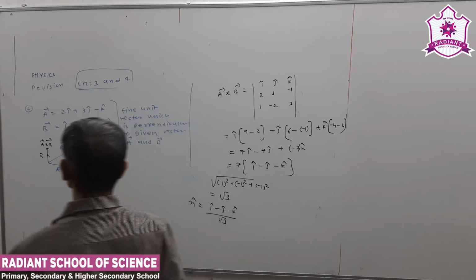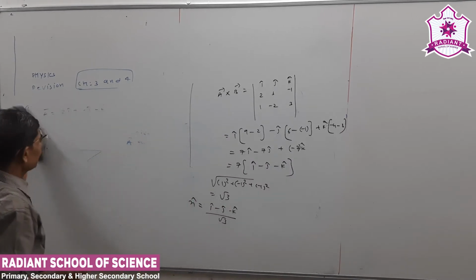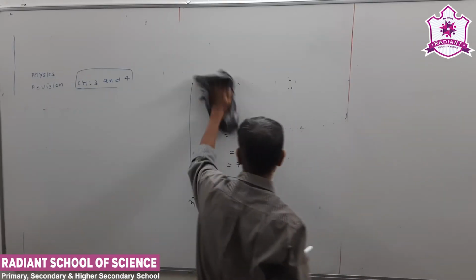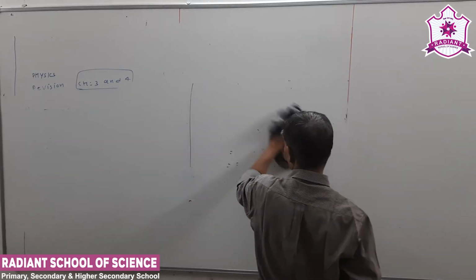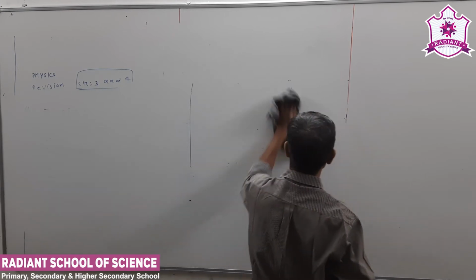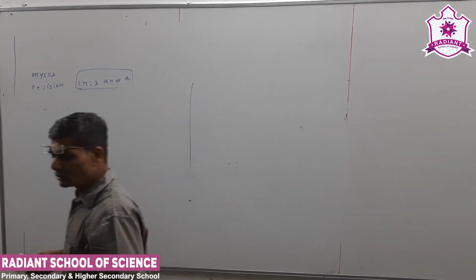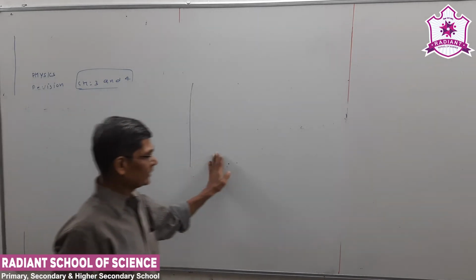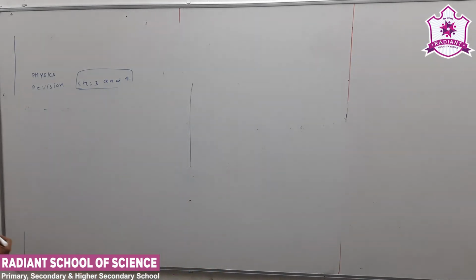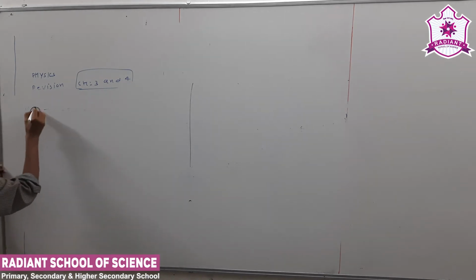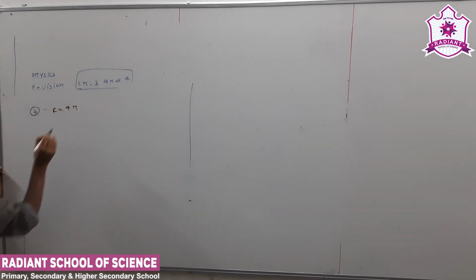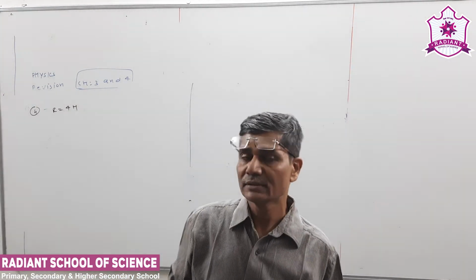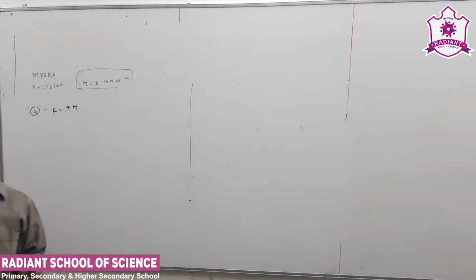Now, next question that we take is related to projectile motion. Projectile motion is the motion with a constant horizontal velocity and constant vertical acceleration. Now we take some question. Suppose it is given R is equal to 4H. The range of the projectile is given as 4 times the height. What will be the angle of projection?